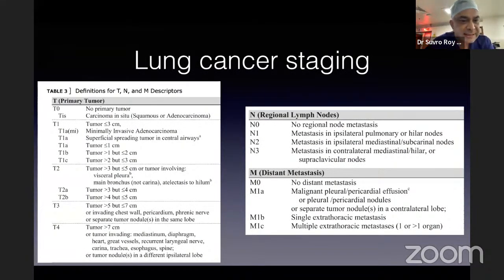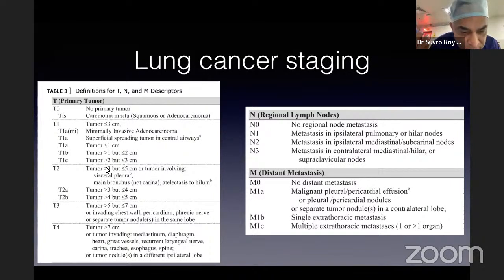And as you can see, you know this, less than T0, and then T1 is tumor less than 3 centimeter, which can be subdivided into A, B, C. T2 is between 3 and 5 centimeter. T3 is more than 5, but less than 7, and T4 is more than 7. But there are several other characteristics. For example, T3 is with distal obstructive atelectasis. T3 is with visceral pleural involvement. T4 is with parietal pleural involvement.